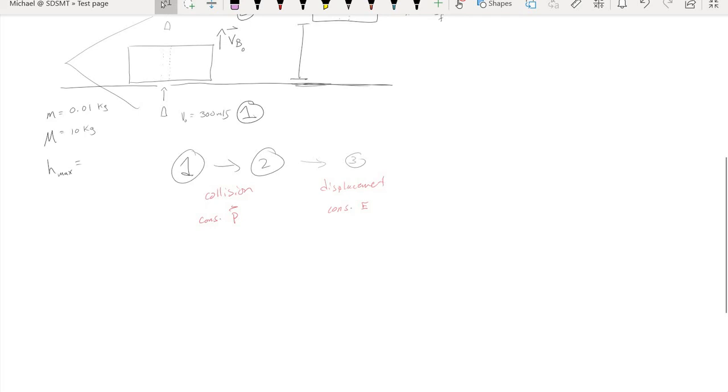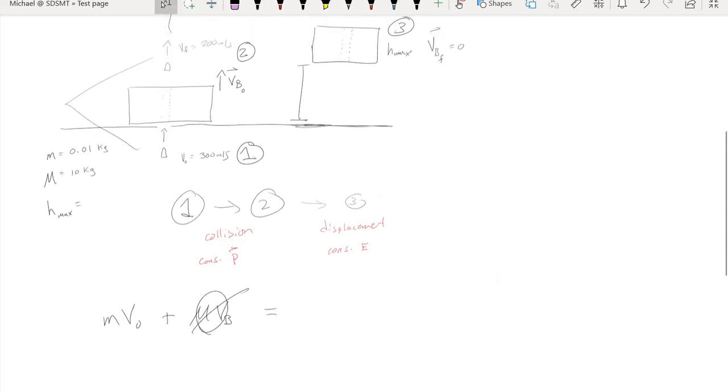At site 1, we need the combined momentum of the bullet and the block before the collision. We have the mass of the bullet times the initial velocity of the bullet plus the mass of the block times the initial velocity of the block before the collision. Now, before the collision, the block should just be sitting there, not moving. And so there should be 0 momentum associated with the block before the collision.